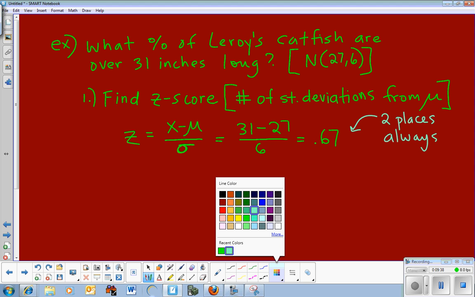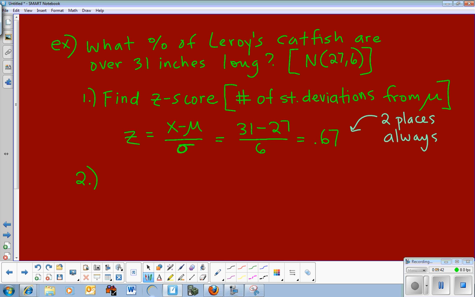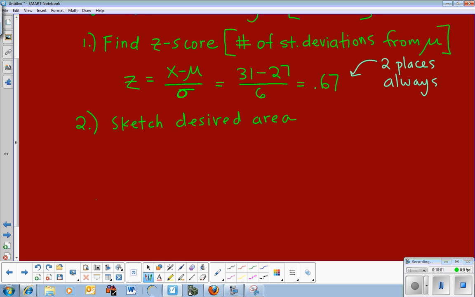We're always going to round our z-scores to 2 places, and I'll show you why in just a minute. Step 2: we need to sketch the area that we're looking for. Remember, underneath the normal curve, an area corresponds to a percentage or a probability. So let's just draw what we're looking for.